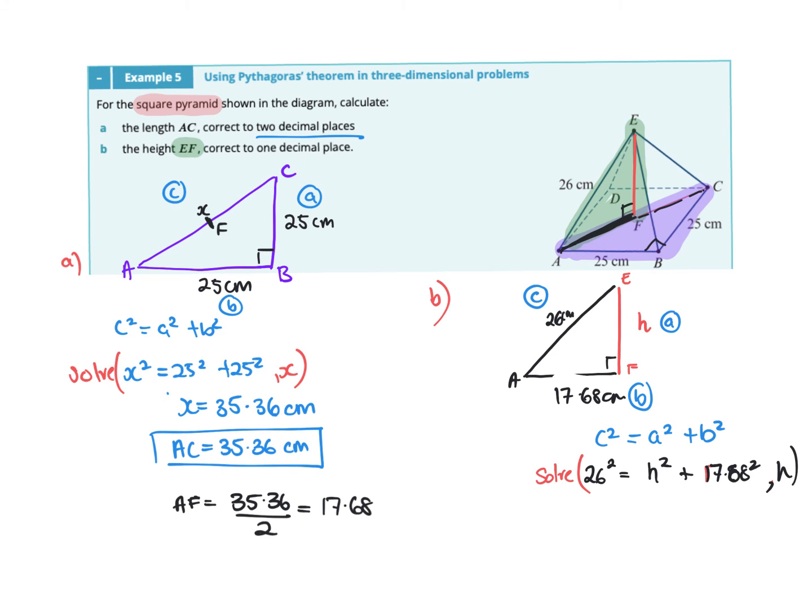All right, let's go find the height. Okay, so we got H to be 19.06. One decimal place, so I'm going to say the height equals 19.1 centimetres. So we can call it, they called it EF. In your exams, they'll probably say, what's the height of the pyramid?